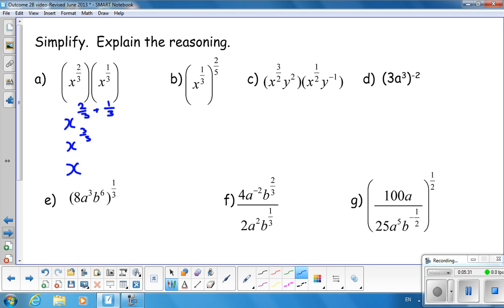In the next question, it's a power of a power, so I'm going to multiply my exponents. If I'm multiplying 1/3 times 2/5, I multiply the numerators, so 1 times 2 is 2. Multiply the denominators, 3 times 5 is 15. In the next one, I've got some x's that are being multiplied together, so I want to add their exponents. So I have x to the 3/2 plus 1/2. I also want to add my exponents for y, which is 2 plus negative 1.